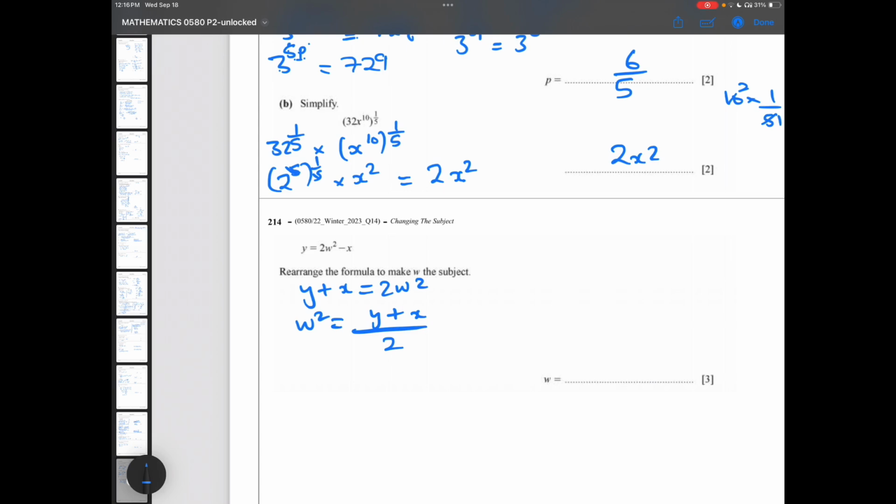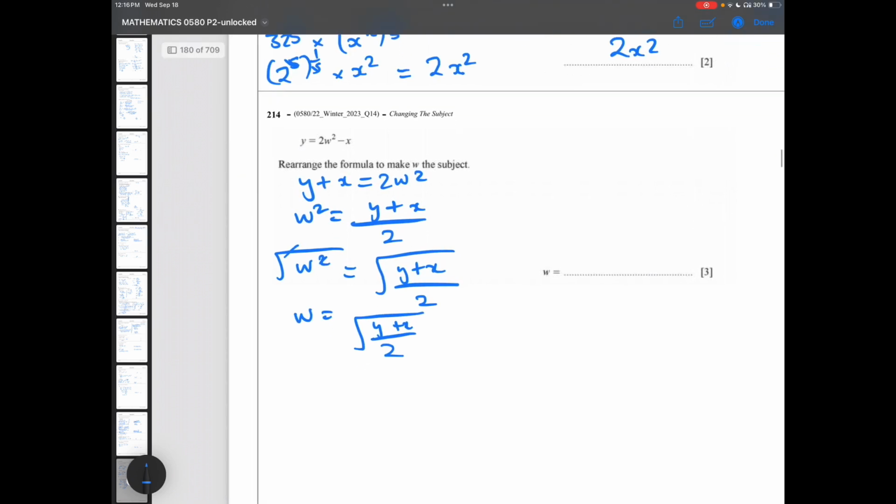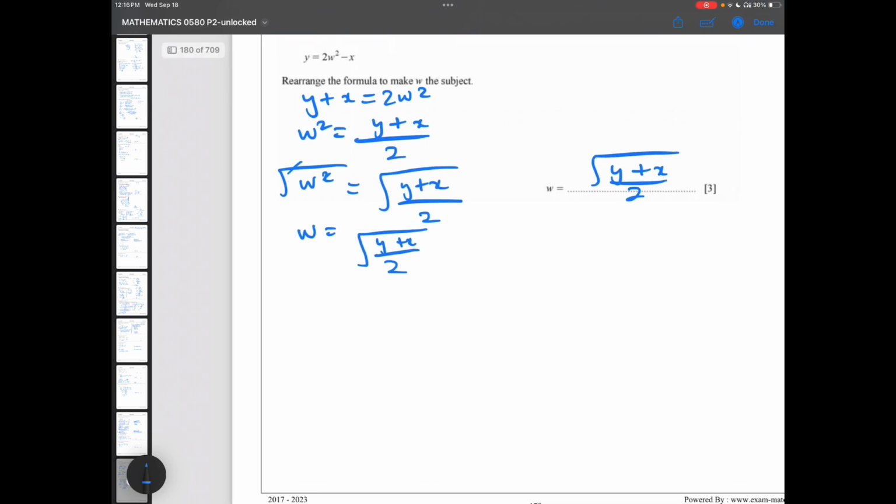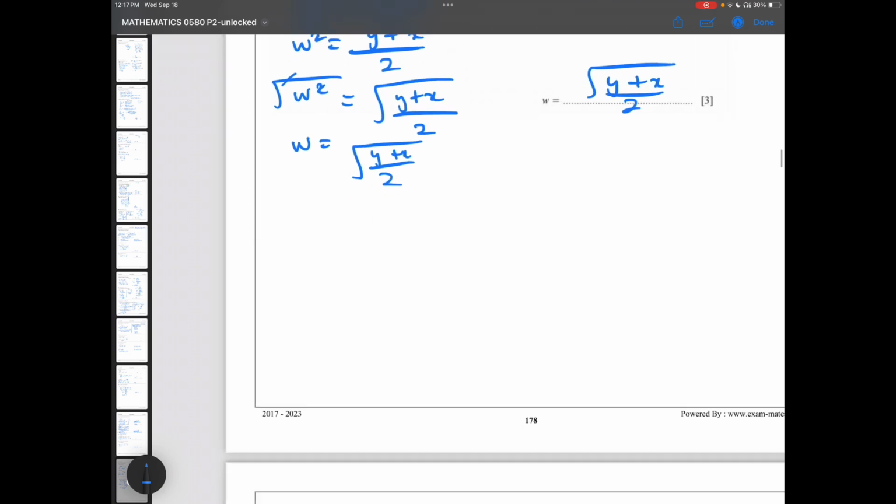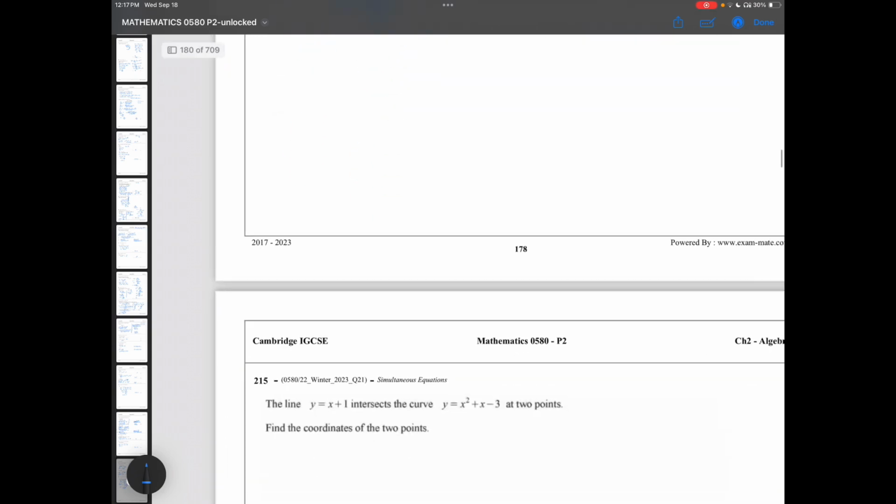Now if I somehow remove the square, then I will get w as my subject. To remove the square, we need to take the square root. And if I am taking the square root over here, I need to take the square root on the other side of my equation as well. So this square root gets cancelled with the square. w is equal to square root of y plus x upon 2. So this is our answer. We have made w the subject. Square root of y plus x upon 2. This square root is applied on both the numerator and the denominator, y plus x upon 2 under the square root.